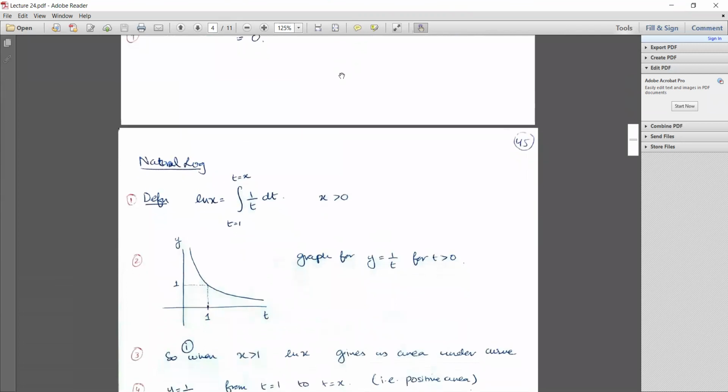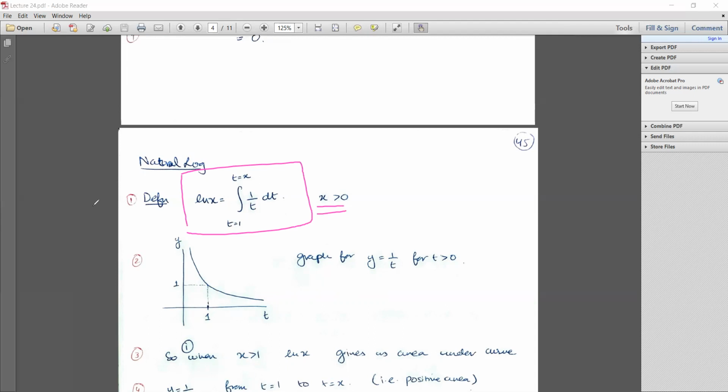So let's move on to logs and exponentials. And I think this will be the last topic. We're just going to introduce the definition and do the differentiation and integration of these functions. All right, so the natural log function is defined as such. It is defined as the integral of 1 over t from 1 to x, where x is a positive number. This is how natural log is defined.